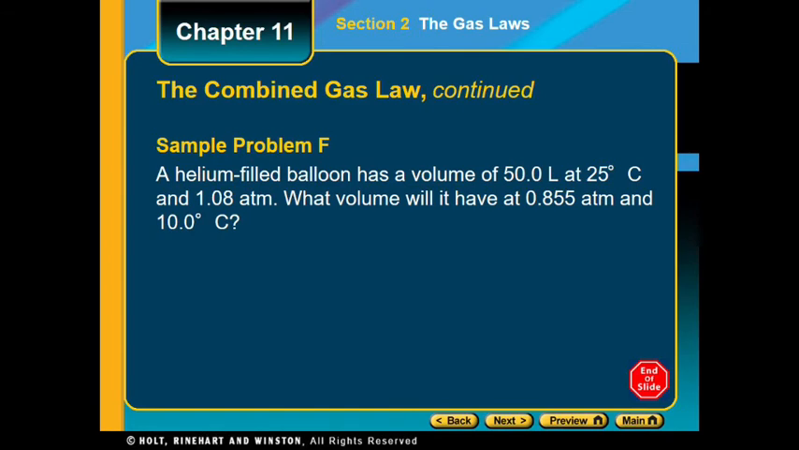So let's go work out another problem. Please write it down. It says that a helium-filled balloon has a volume of 50 liters, so V1, at 25 degrees Celsius, and 1.08 atmospheres. So we have V1, T1, P1. What volume, so we're solving for V2, will it have at 0.855 atmospheres? That's the second pressure, and 10 degrees Celsius, that's the second temperature. Again, temperatures have to be converted to Kelvin. Notice we're working with all 3 variables, so absolutely set up the combined gas law equation. Swap those temperatures around.